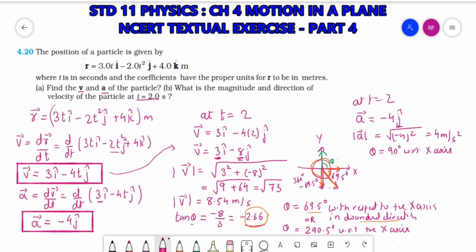Clear? So this was about question 4.20. So just note it down.